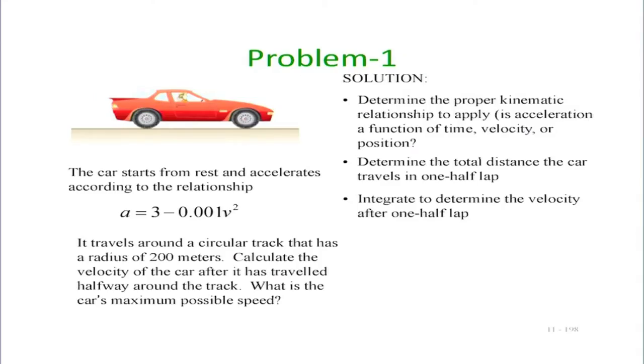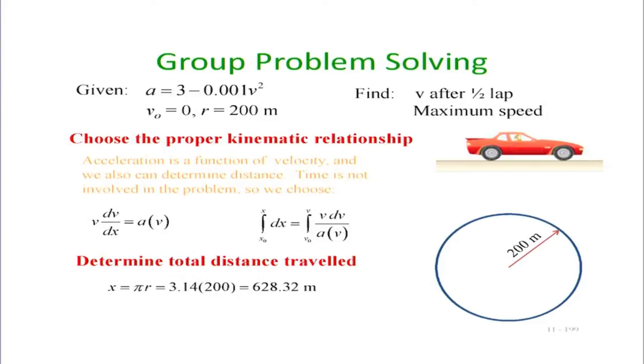So let us start with some simple problems. You are given that the acceleration depends on velocity like this: 3 minus 0.01 v squared. You are asked to find v after half a lap. The car starts from rest, so v0 is 0. The radius of the track is 200 meters, so the total distance traveled in the half lap is just pi r, which is 628.32.